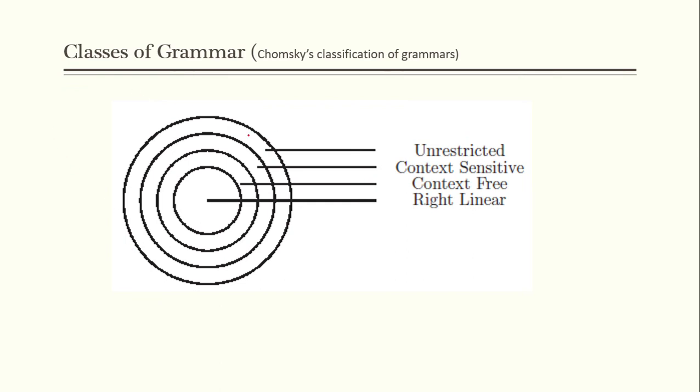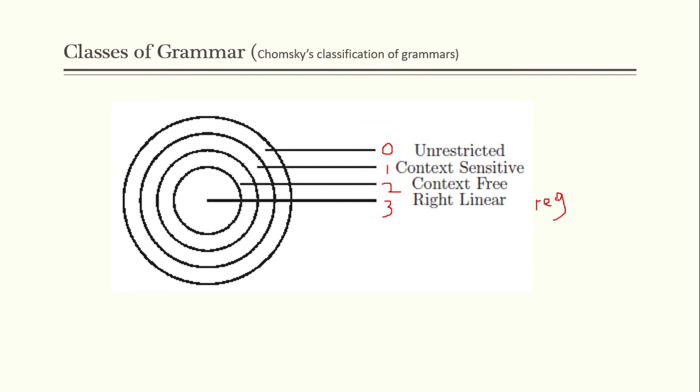The outer layer here is the unrestricted, which we also call type 0. The second layer is context sensitive, which we call type 1. The third layer here is context free, which we call type 2. And the inner layer is type 3, linear. Sometimes we call this a regular grammar, regular grammar, okay? So these are the types of grammar. There are 4 of them.